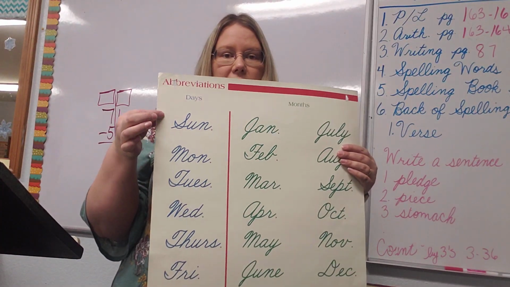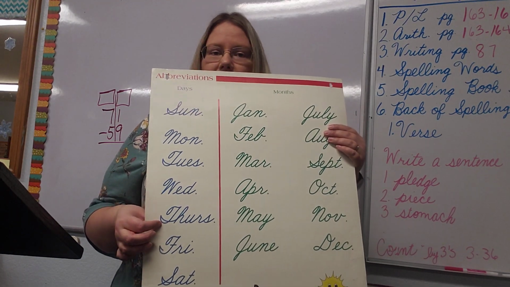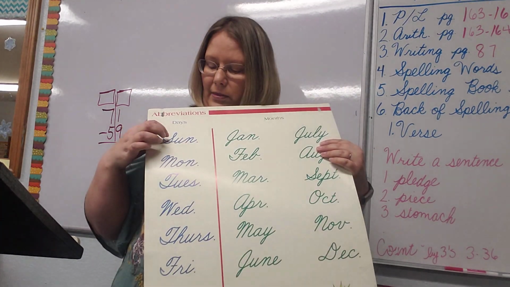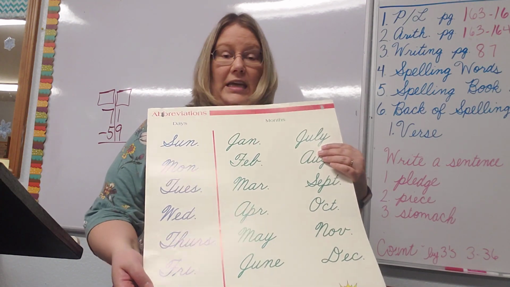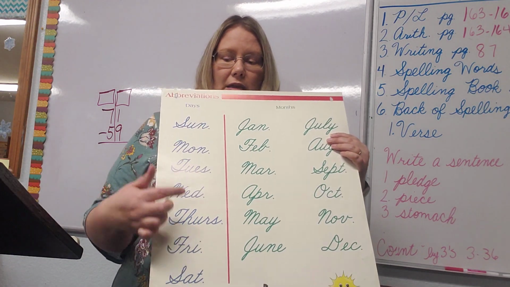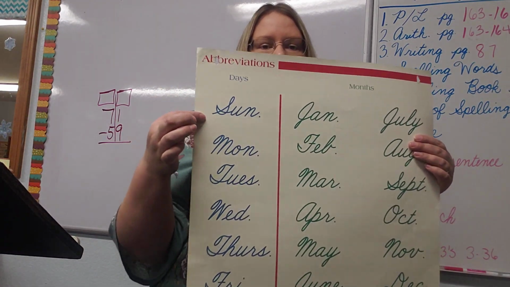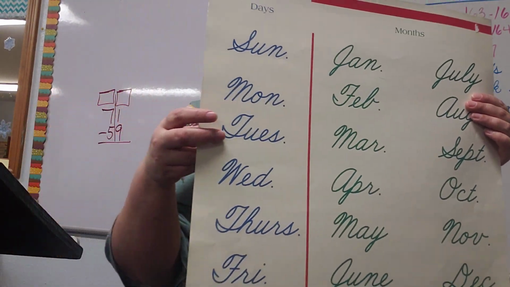So we have Sunday. It's abbreviated. You'll notice they all start with a capital letter, just like the days of the week do. And they're just taking the first part of the word and taking out the word day, actually. So you want to make sure you have a period after them. You'll notice it has the capital letter and then it has a period at the end. Abbreviations always end in a period.